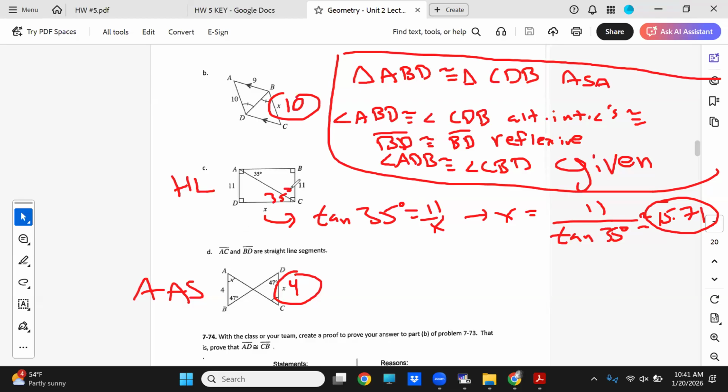But for B, hopefully you can see that there's an ASA situation, because these angles, I'll use a different color for a bit of contrast. This angle is the same as that angle, right? Those two angles are the same. ABD and CDB are the same. And of course, they share BD, so that's reflexive. And angle ADB and angle CBD are given. So that's ASA. That's how I can say they're congruent, and I can deduce that X is 10.